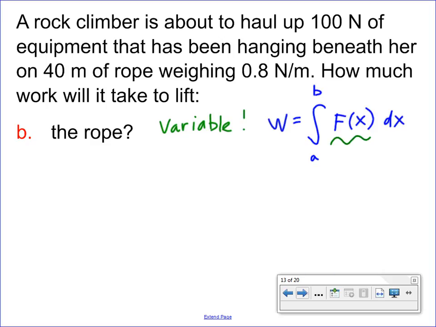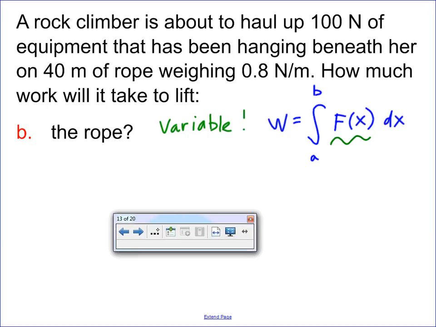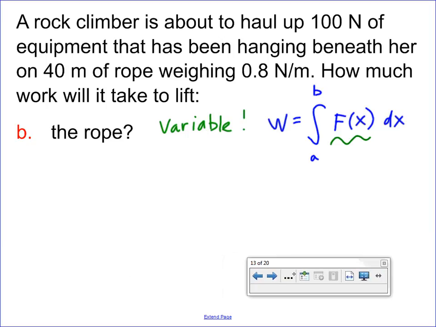And we can think about this a couple different ways. One way, we draw a little clip here. So we've got our rock climber, and she's going to lift the haul bag with the rope a distance of 40 is the whole thing.